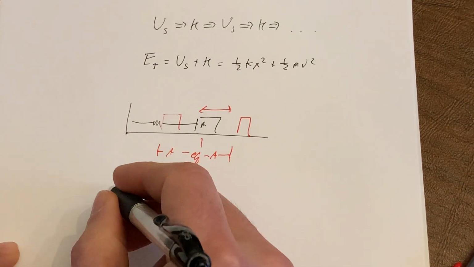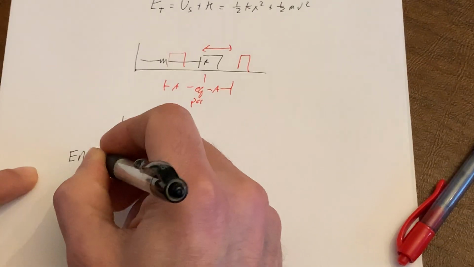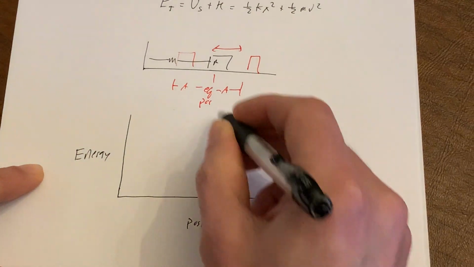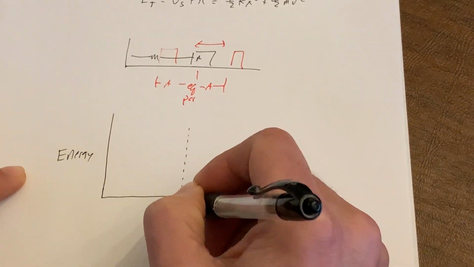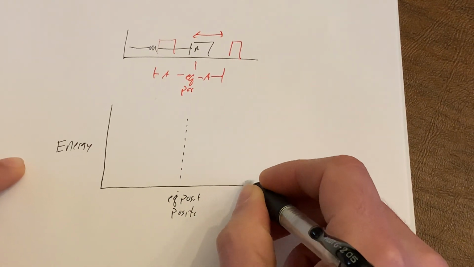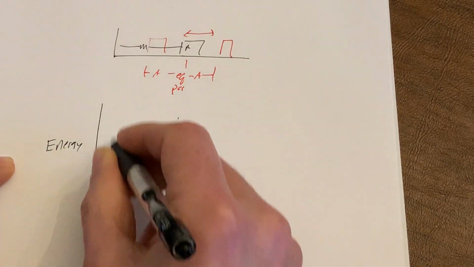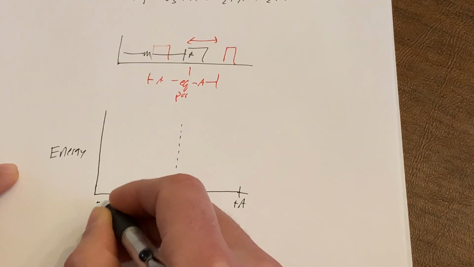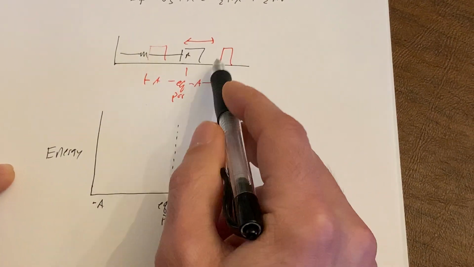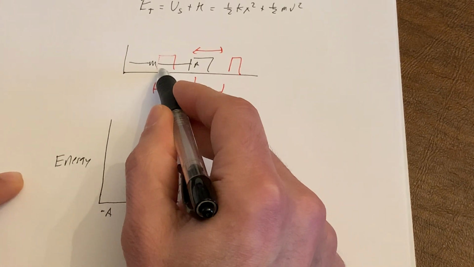So let's take a look at how my graph would look here. Let's call this energy, and let's call this position. Let's say that right here is going to be my equilibrium position, over here is my plus amplitude, and over here, minus amplitude. So let's take a look at this box, and what's going to happen? Let's take a look at the box where it's at this position right over here.